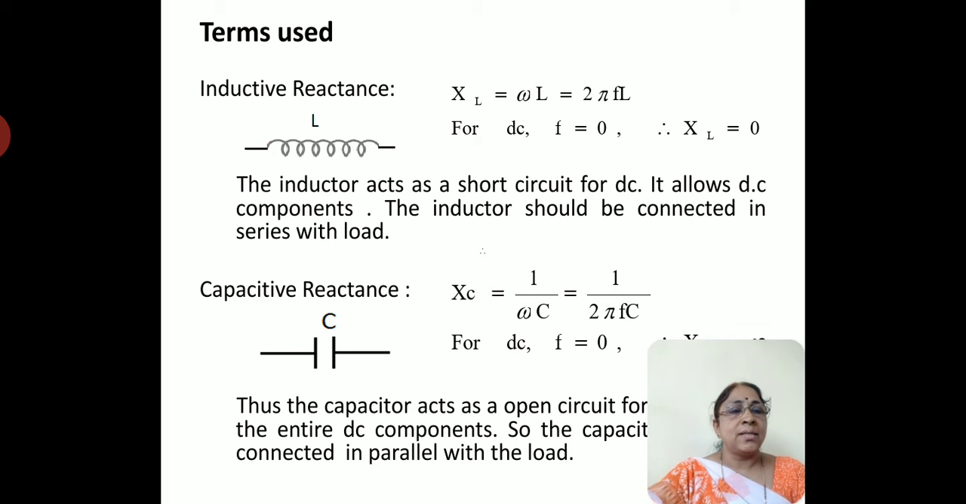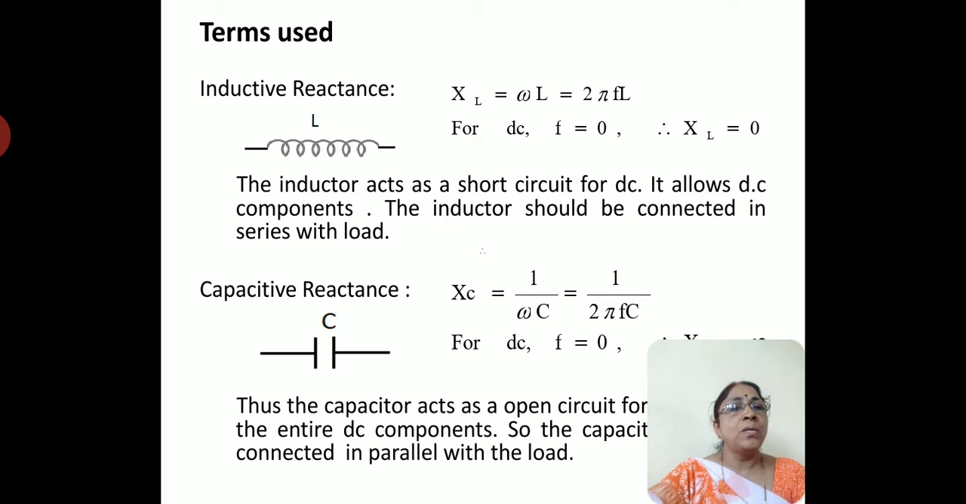Inductive reactance. The inductor has the reactance XL equal to omega L, that is equal to 2 pi FL. If F equal to 0, then XL equal to 0. It means that the reactance of the inductor is 0, that is, the opposition to the motion of charges is 0 if the frequency is 0. It means the inductor acts as a short circuit for DC.